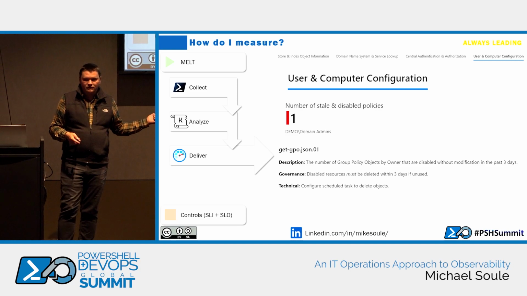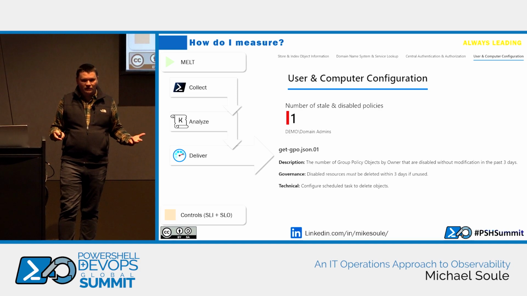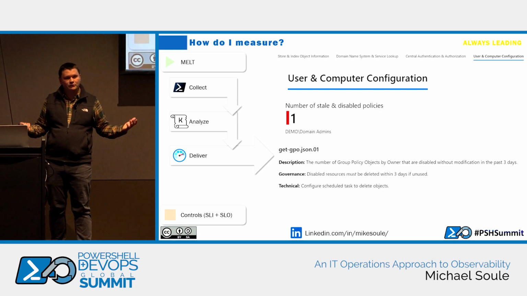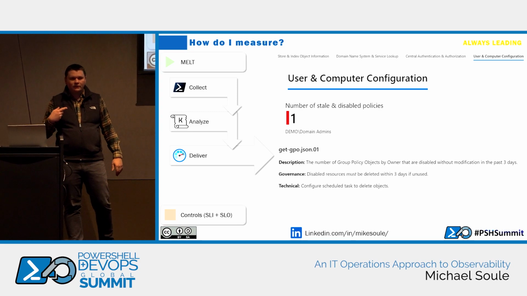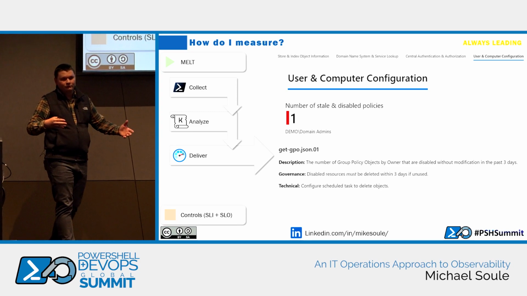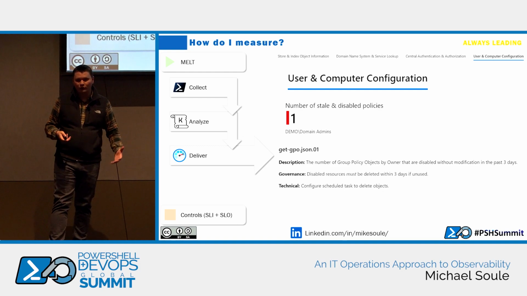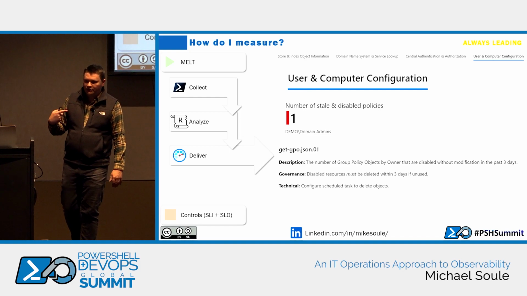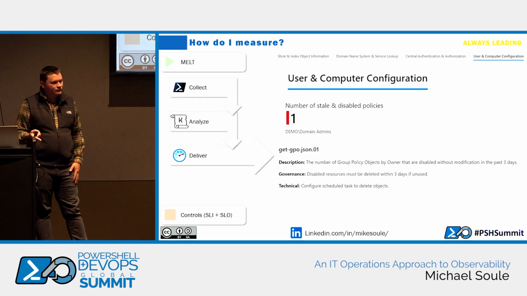Domain name systems and service lookup, ultimately DNS and being able to discover things in Active Directory are core functions. That's why things like Kerberos actually work. Central authentication and authorization, so group memberships, Kerberos, NTLM, core functionality that you get. And then user and computer configuration, so group policy objects.